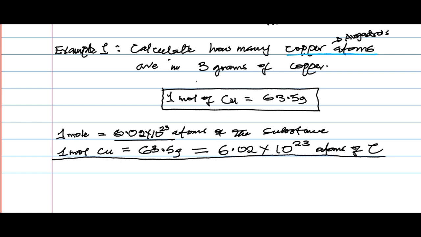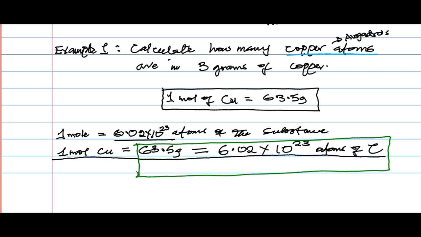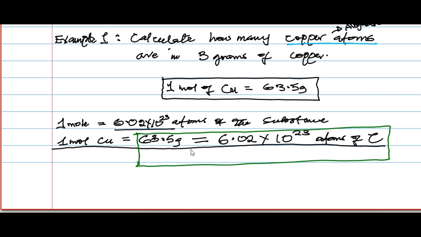So in the calculation, what do they give us and what are we looking for? They give us the mass, so it means we need this part. And then we are looking for the number of atoms, so we need this part, like this. That is the part we need for our calculation. So let's go ahead and use that part for the calculation.